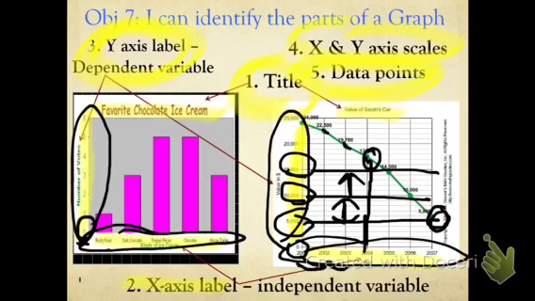Okay, over here with our favorite kind of chocolate ice cream, if it's Reese's Pieces, we go up and we see that the number of people who liked Reese's Pieces ice cream was 5. This is our data point. Okay, all right, that's all the parts to a graph. Moving on.